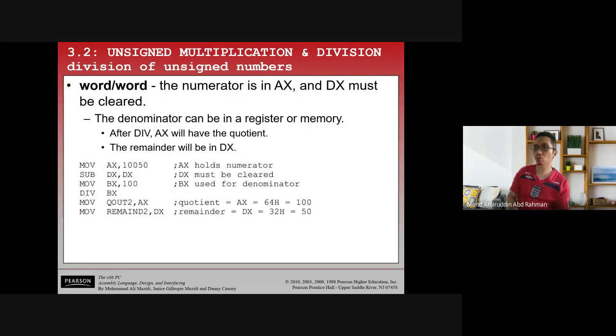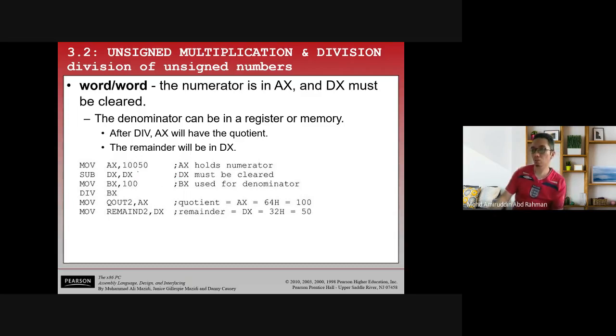Okay, so we also have word over word. The numerator is in AX and DX must be clear. The denominator can be in a register or memory. After the division, AX will have the quotient. The remainder will be in the DX. So that's why DX must be cleared, because we're going to store the remainder in the DX.